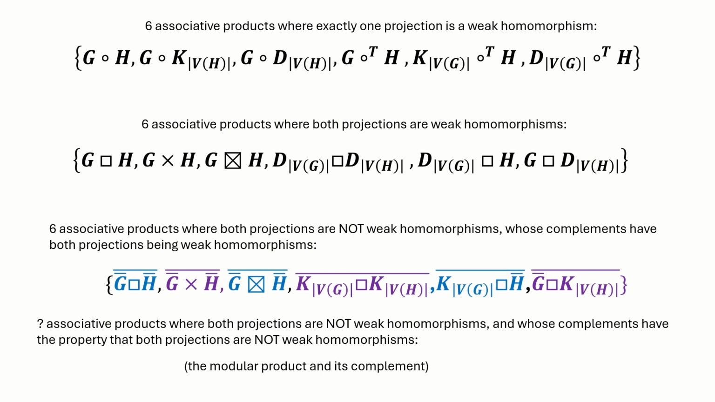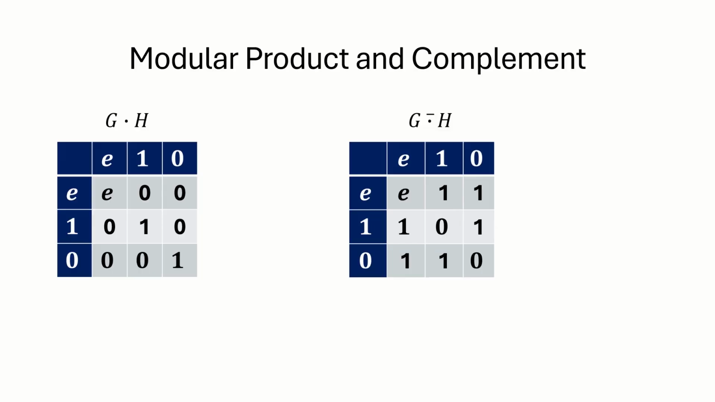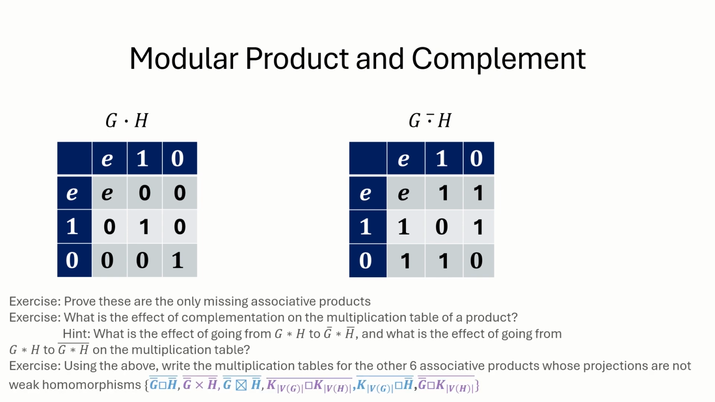It turns out that the only 2 associative products that fit this description are the modular product and its complement, whose multiplication tables are shown here. As an exercise, I encourage you to show that the only 2 associative products with this property are the modular product and its complement, and to determine what is the effect on the multiplication table of taking the complement of a product. We have now found all of the associative graph products.